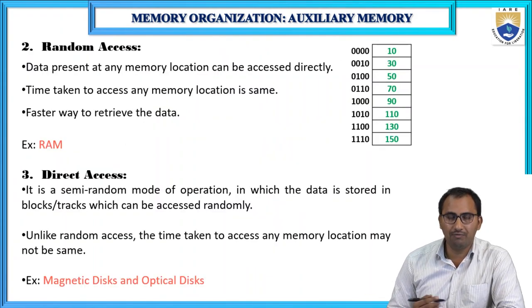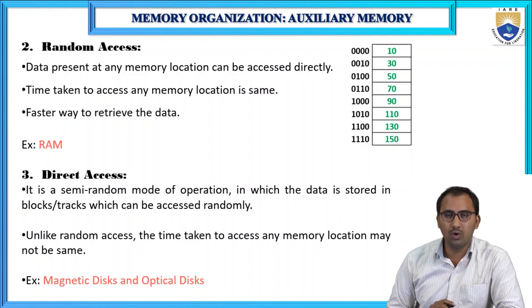The second type of access method is random access. Here the data present at any memory location can be accessed directly. In random access, there is no need to go in a sequential manner. Directly we can go to the required memory location address. That is called random access.